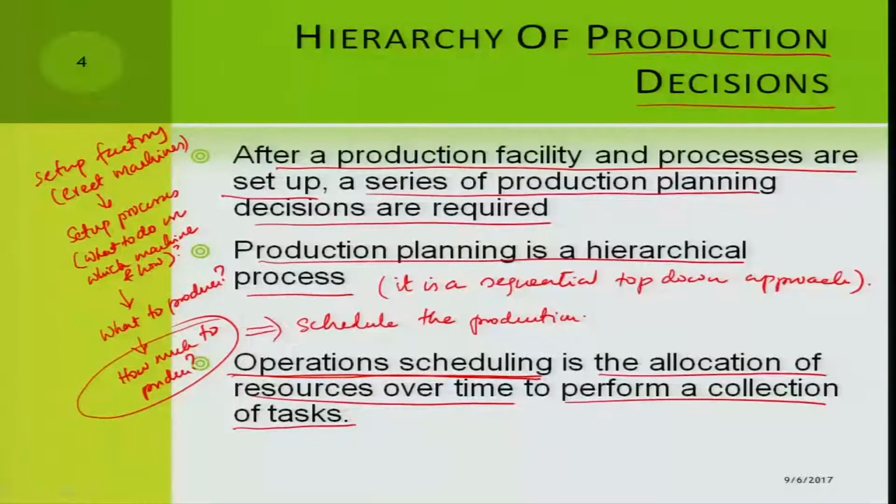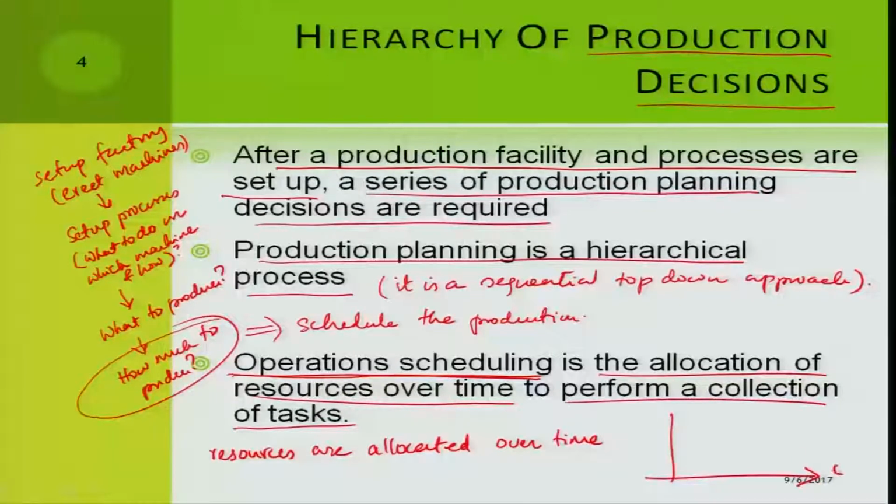So your resources, whatever you want to call them, are allocated over time. You have time going on here and you have multiple resources, which are allocated to different tasks. Here you will have task 1 going on, task 2 going on, task 3 going on like this, task 4 going on like this. You have different processes, then task 5 will come after this.